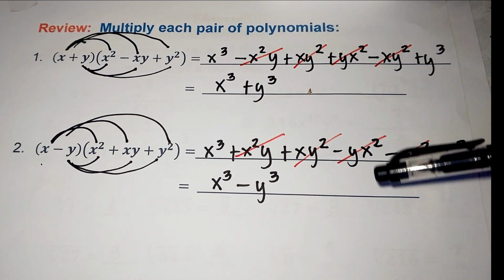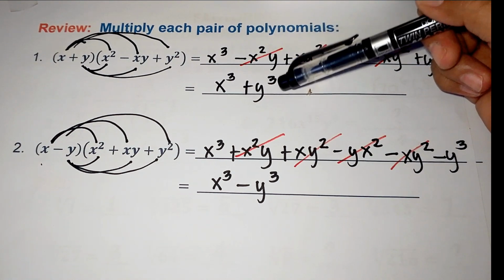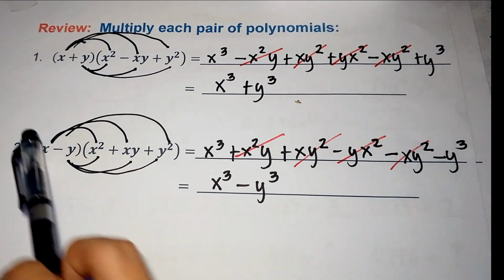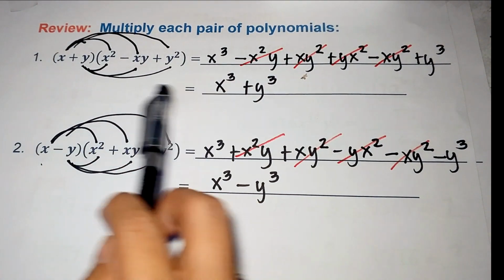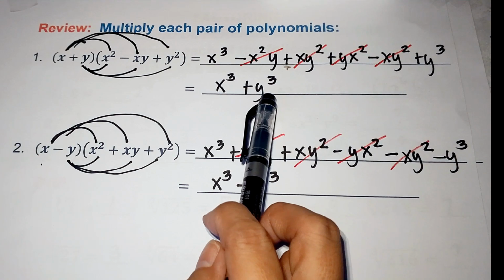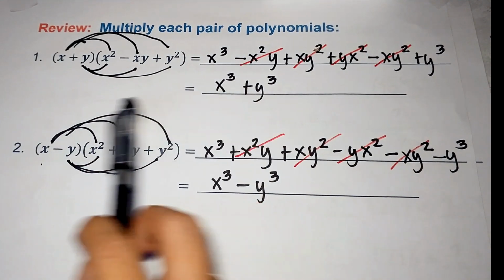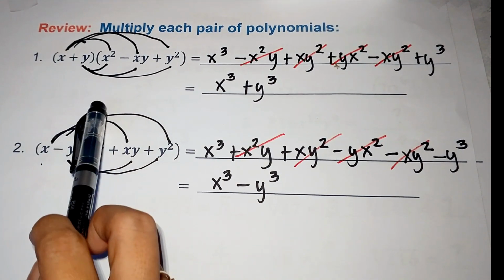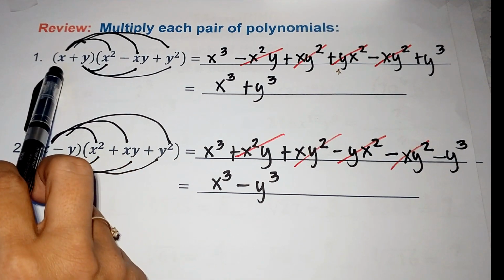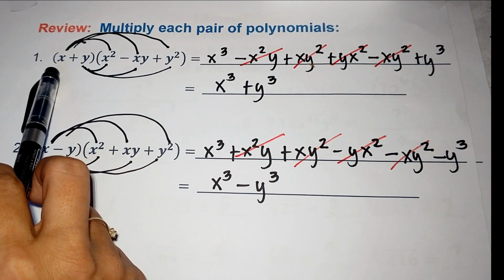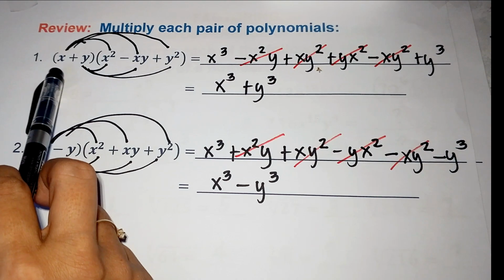This goes to say that if we have a sum of two cubes, then the factoring will be x plus y. X is the cube root of the first term, y is the cube root of y cubed, or the second term. So we have x plus y. Then take note, the first term here in the trinomial is the square of this x. Okay, it's the square of the first term.